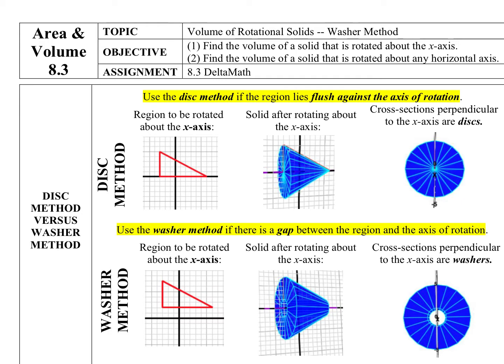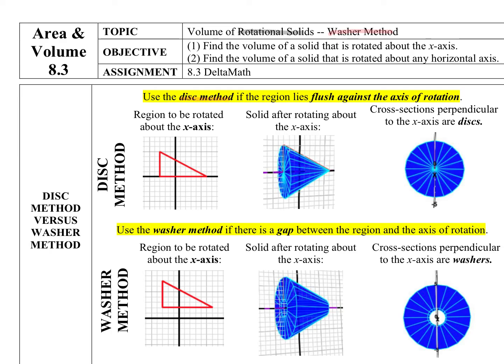In section 8.3, we're going to continue talking about rotational solids. We had previously talked about the disk method, and I'm going to start with a little review so you see the difference between our new method, which is called the washer method, and what we talked about previously, which we called the disk method.